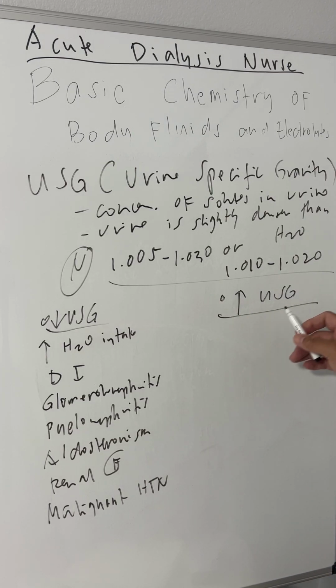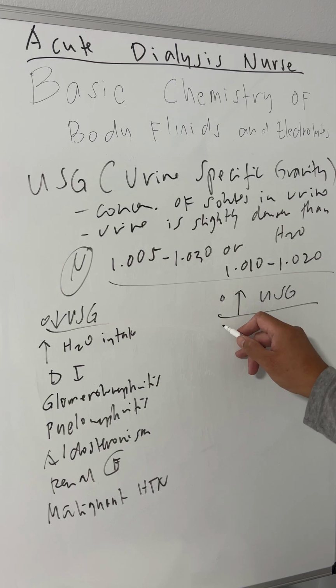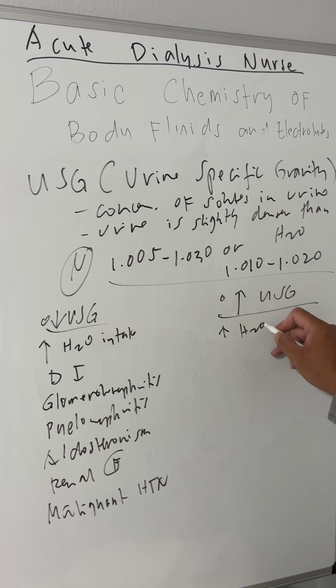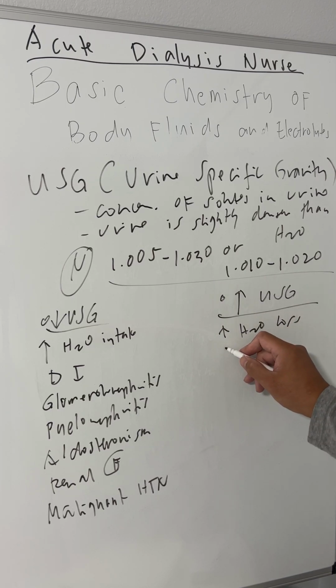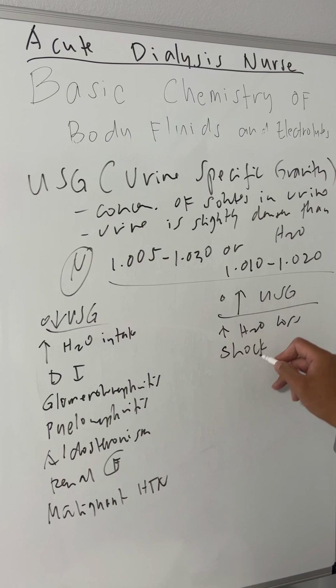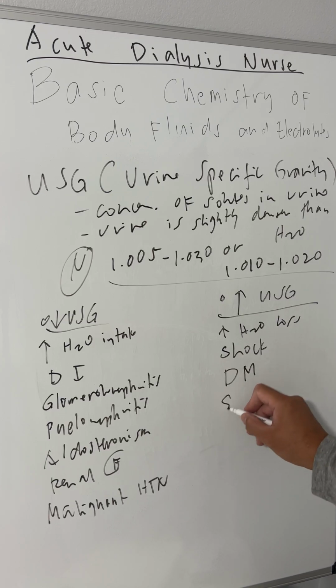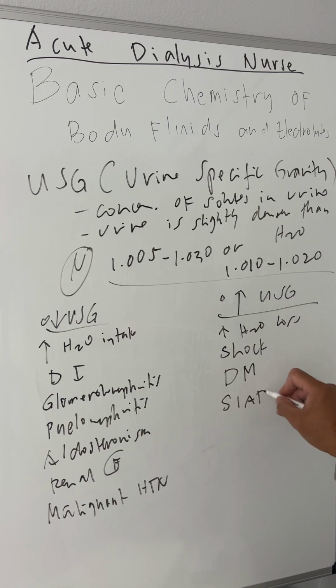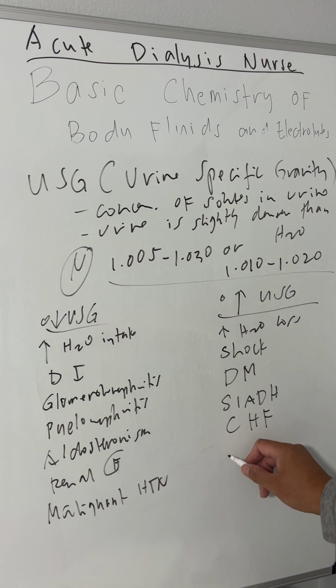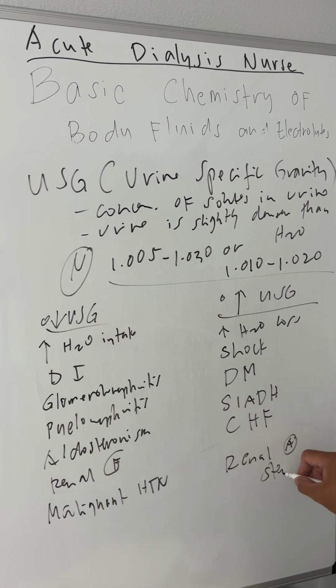How about high urine specific gravity? It can be due to high water loss, shock, diabetes mellitus, syndrome of inappropriate antidiuretic hormone, chronic heart failure or congestive heart failure, renal artery stenosis, meaning there's low supply of blood in the kidneys.